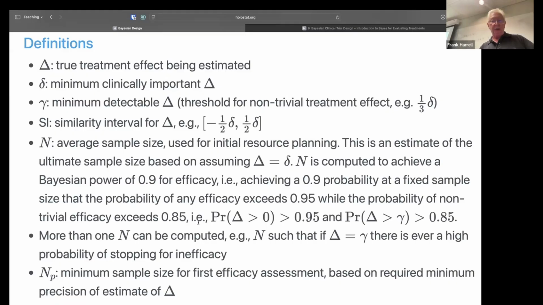Now, we could also say, for my evidence, I'm going to use a decision criteria that says we have a very high probability that the treatment is working in the right direction, and we have a pretty good probability that it's more than trivially effective. So I have a dual criteria, and I need to satisfy both of these.